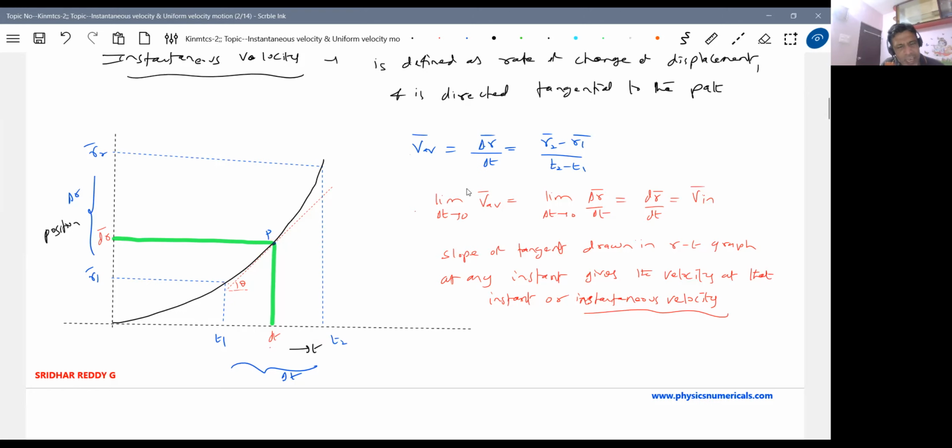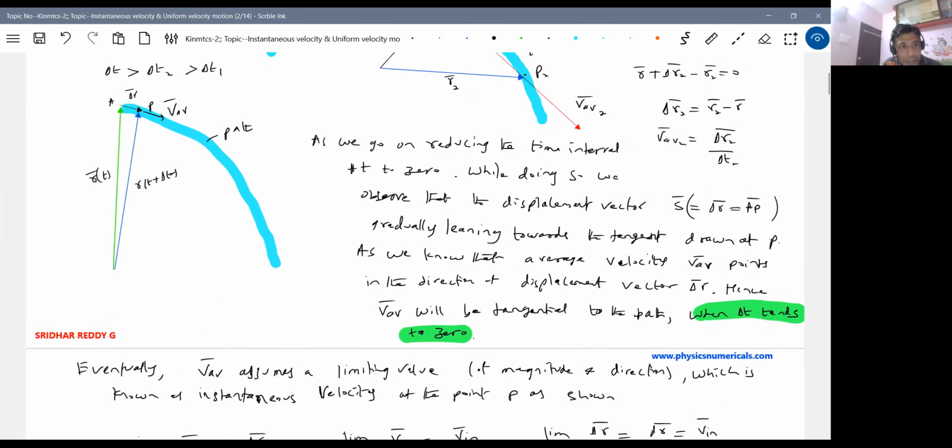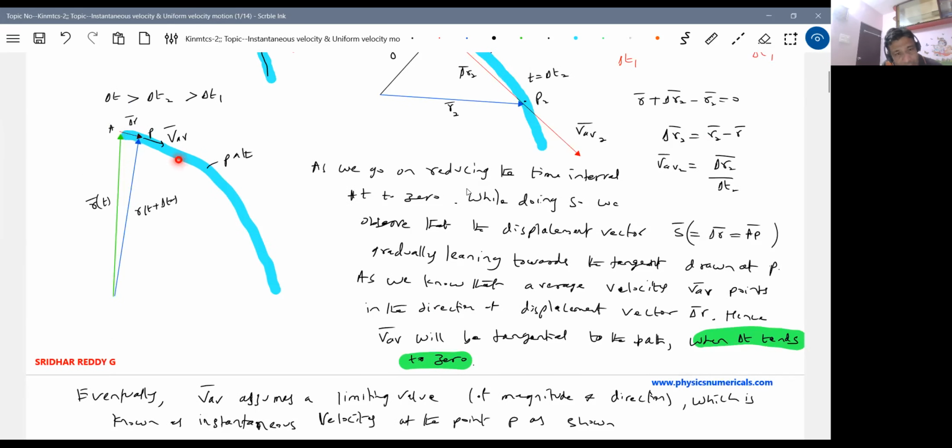What do you mean by velocity at that instant? Over an interval of time, the velocity is defined as average velocity. This delta t, I'll make so small that it almost tends to 0. Then at that instant, I'll measure the small change in displacement. How will this dr bar be directed? You have to come back to this one. So how will this instantaneous velocity be directed? Tangential to the path.